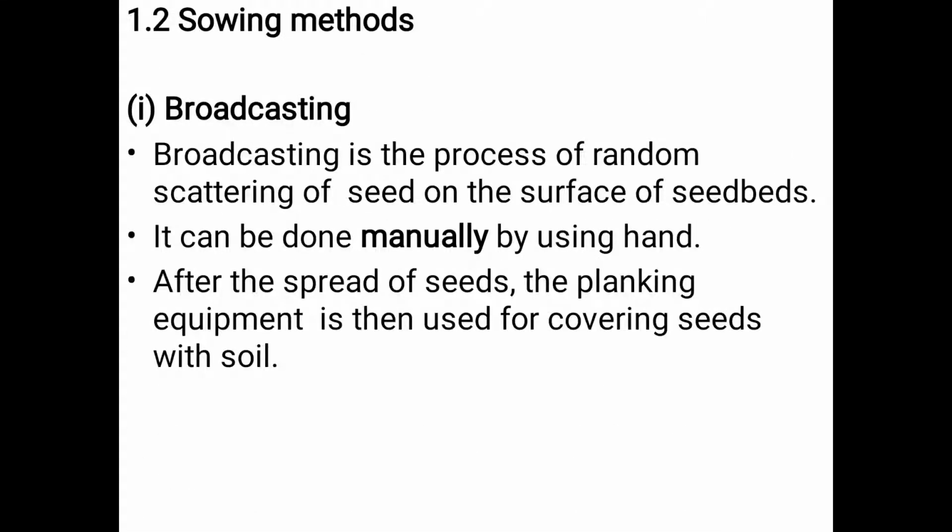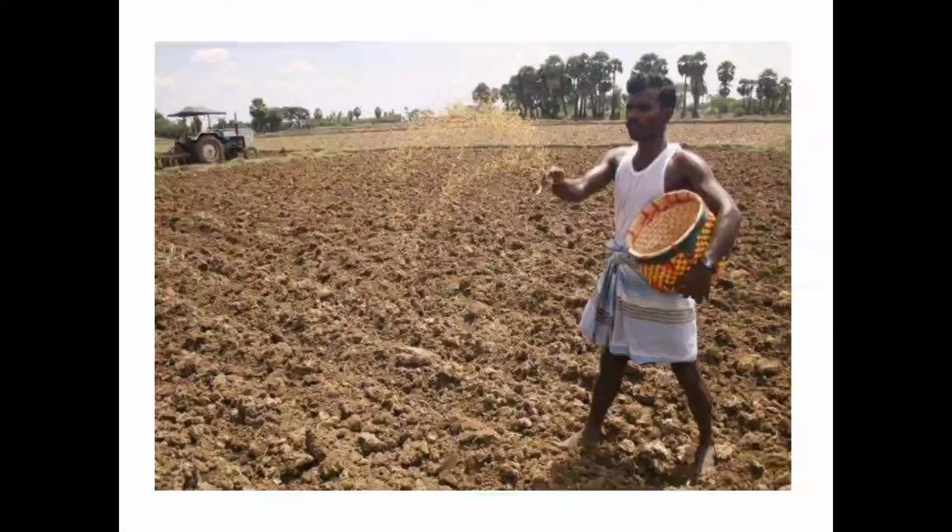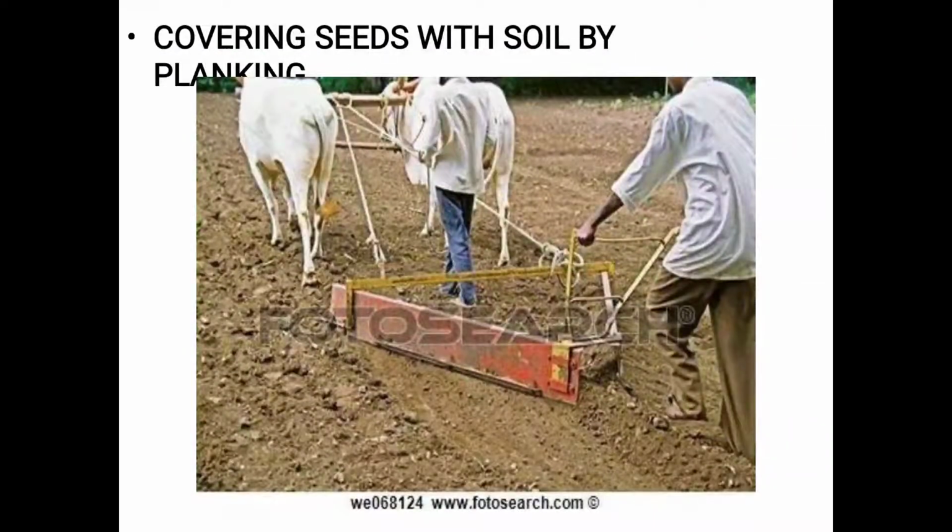Sowing methods. Broadcasting. Broadcasting is the process of random scattering of seed on the surface of seed beds. It can be done manually by using hand. After the spread of seeds, the planting equipment is then used for covering the seeds with soil. The person is broadcasting the seed over the soil surface. This one is called the broadcasting method. Covering seed with soil by planking method. The person is using this implement, which is attached to the bullock and operated in the soil.